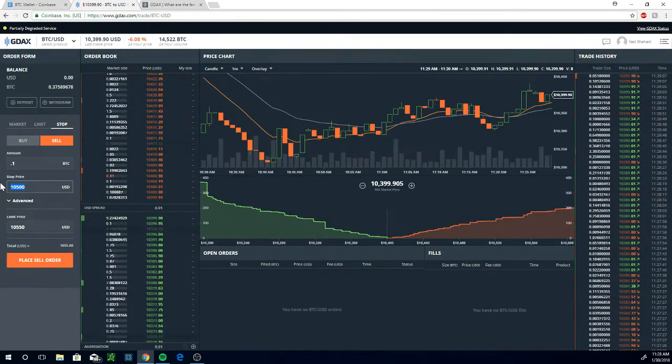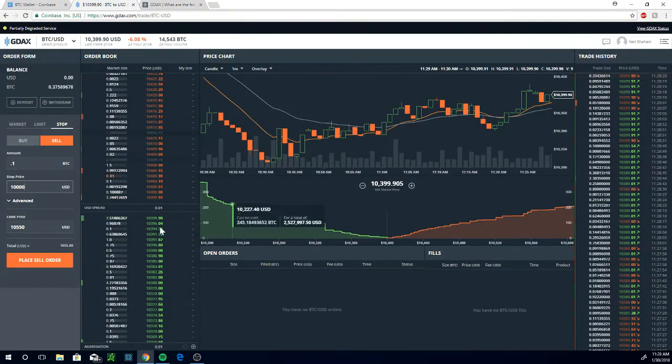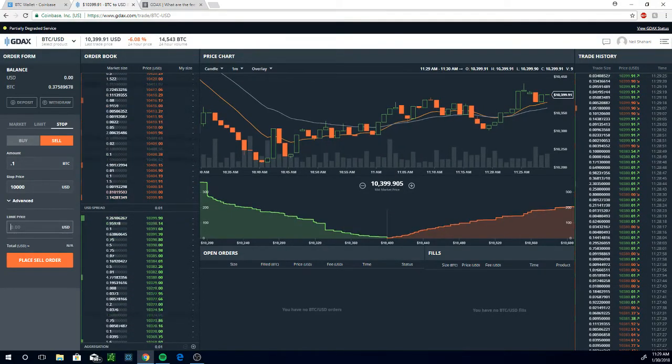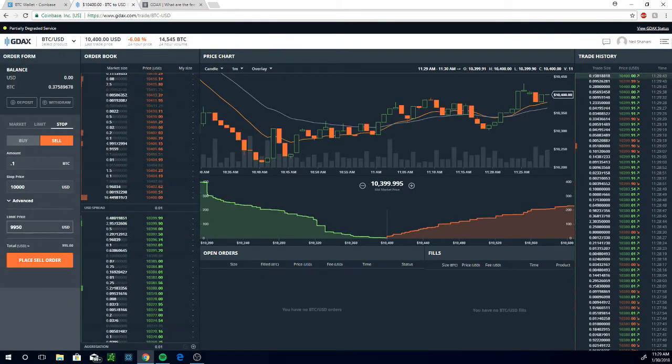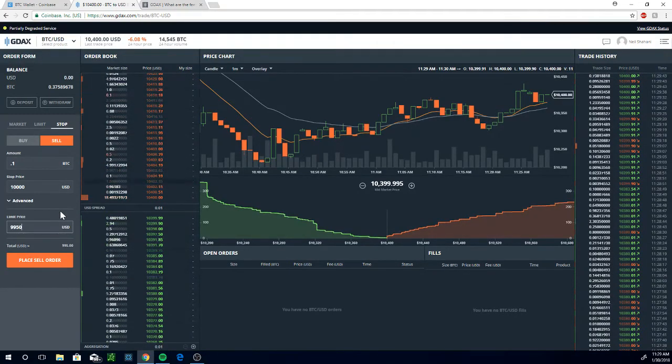So I'm going to put this stop price at 10,000. What that's going to do is execute an order for 0.1 Bitcoin once the price drops below 10,000. And the limit price is going to be the least amount of money you're willing to accept for that sell order. So I like to give it about $50 in room just in case the price is moving really quick. I don't want to get screwed and not get filled. So it's going to put your total USD at 995. When you sell this, it could get filled at 10,000. It could get filled at 9,950. Just depends on how quick the market's moving and the market orders at that certain time.